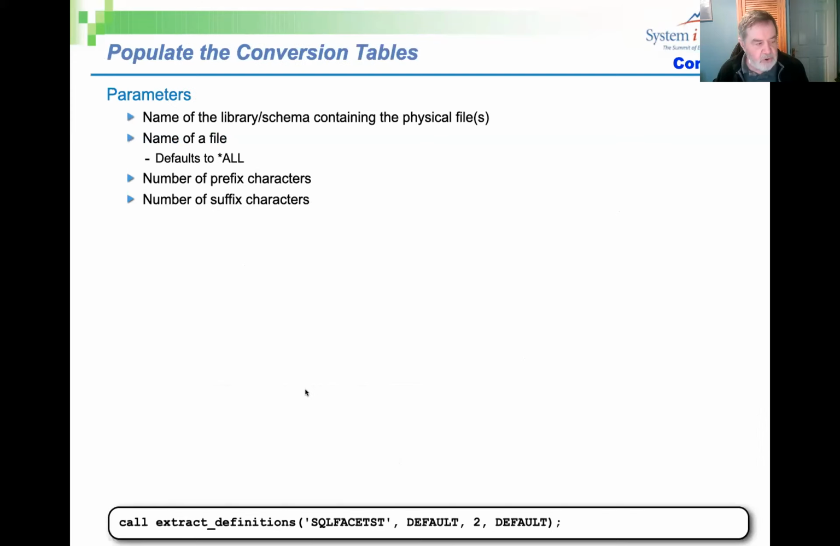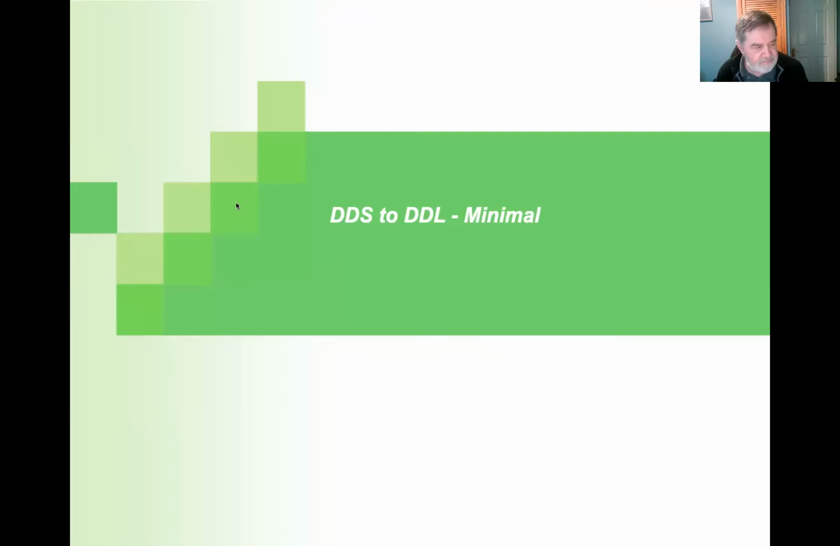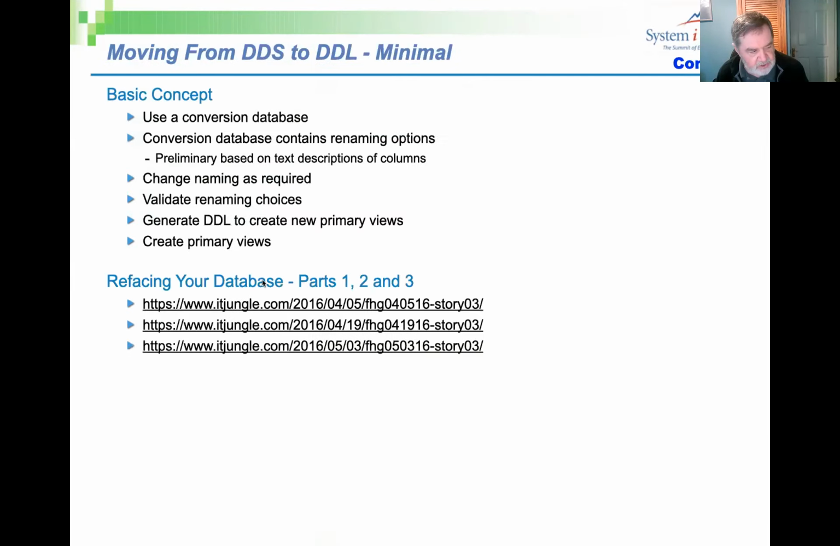Okay. So to get this to work, I have a little stored procedure called extract definitions. What you pass it is the name of a schema and a table, basically, which, by the way, defaults to star all. So it will pick up all physical files in a library for you by default. You also then identify the number of prefix and or suffix characters that are being used on the different files. So in this example back here, you can see we're using 2 character prefixes everywhere.